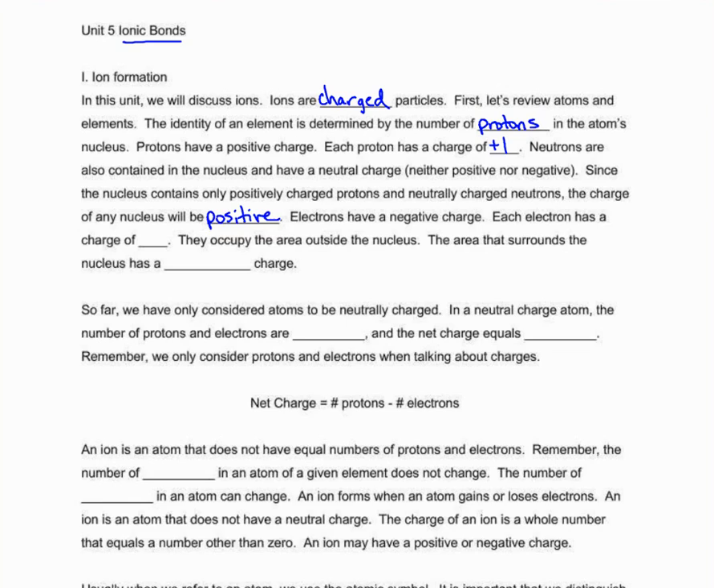Then there are electrons, which have a negative charge. Each electron has a charge of -1. They occupy the area outside of the nucleus, so the area that surrounds the nucleus is always going to have a negative charge.